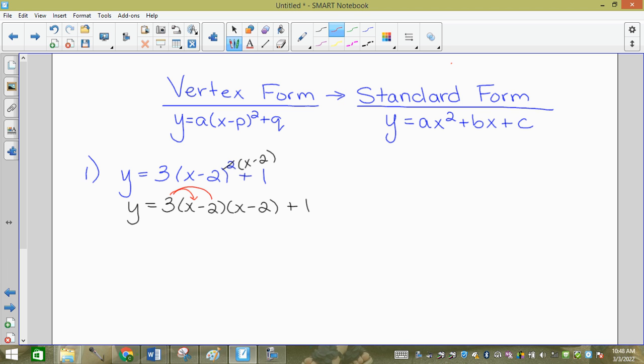I distribute the 3 in, and I see an end bracket, and that end bracket screams at me, stop! Halt! No more.